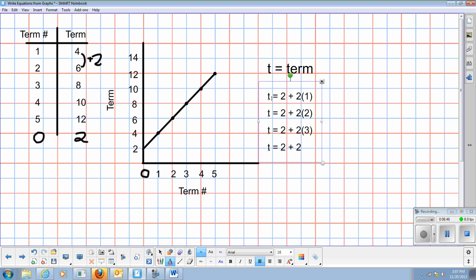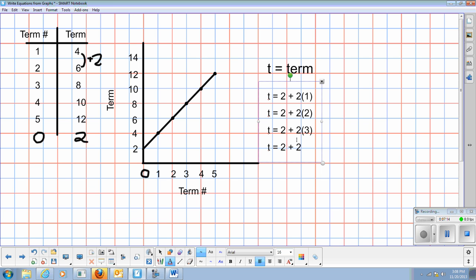Well, the first term where we have t equals 2 plus 2, that equaled 4, didn't it? What number's directly below the dot? A 1. On our second one, we had 2 plus 2 times 2. That's this dot. That gave us 6. What number is directly below that dot? 2. It's our term number. We do it for the third one. 3. Answer was 8, didn't it? 3, 8. What number is directly below?